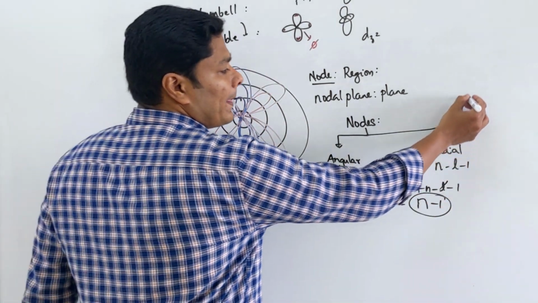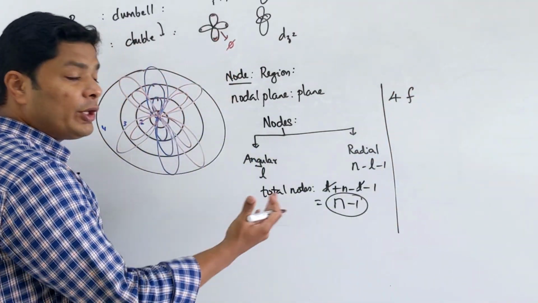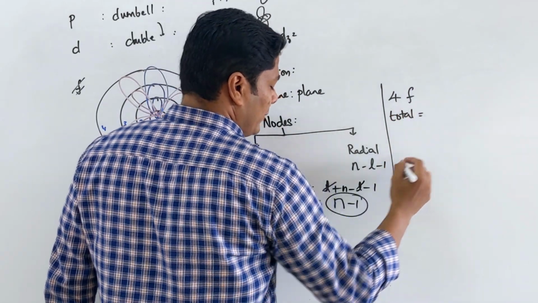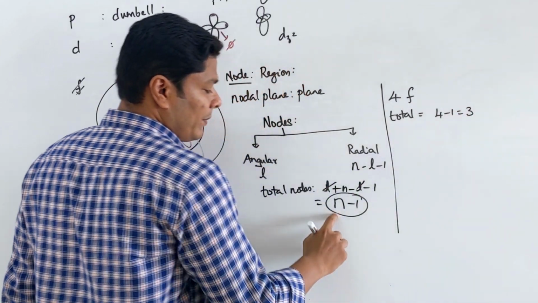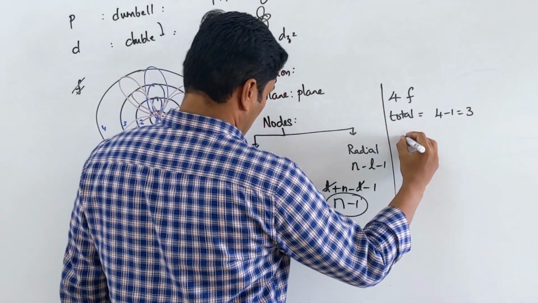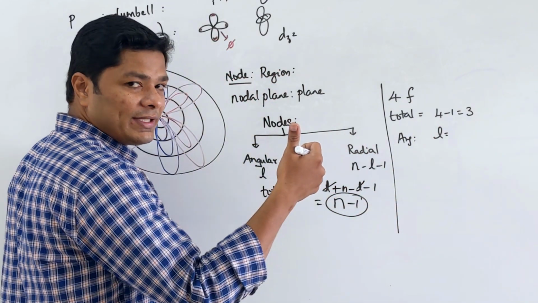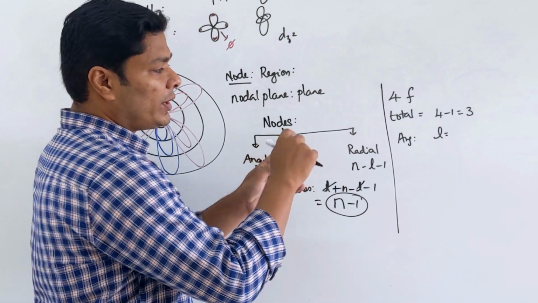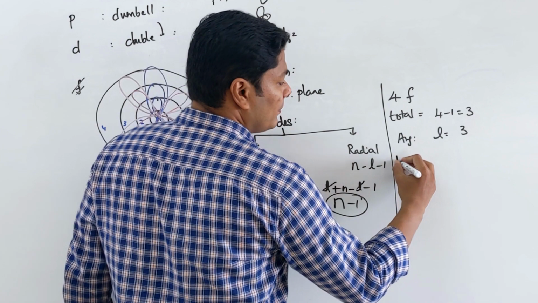Now, for example, I give you 4f. How many total nodes are there? Total equals n minus 1, 4 minus 1 is 3. Now, how many are angular? L value, L equals 0 is S. So, S, P, D, F. 0, 1, 2, 3. So, 3. How many radial?